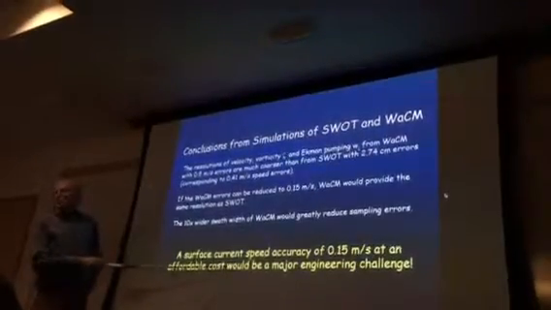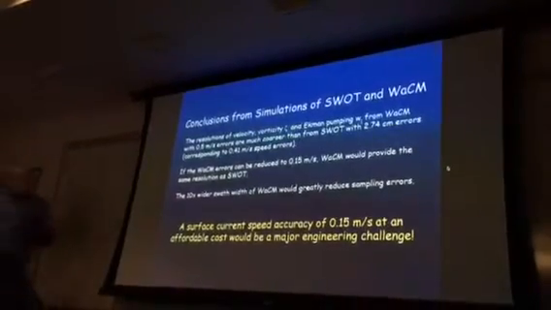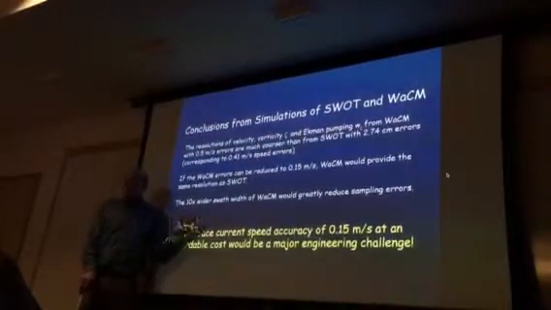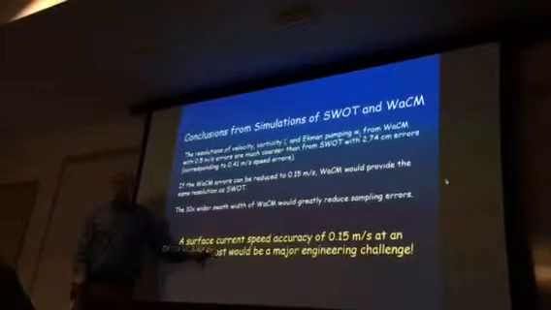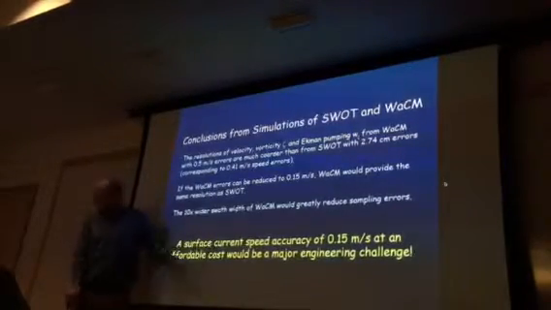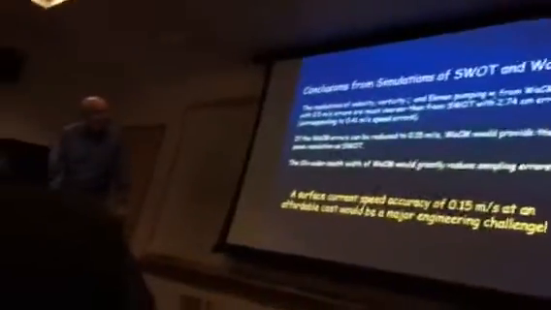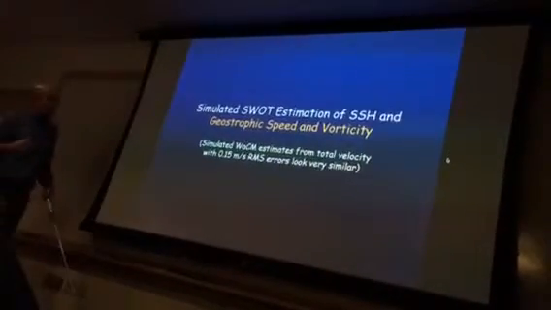If we could get those engineers to drop that noise level down to a standard deviation of 0.15 meters per second, the simulations show that the resolution of the fields that we're interested in, relative vorticity and W zeta, is the same from WaCM as it is from SWOT. Now, this can be done if you throw enough money at it. But at an affordable level, by JPL, probably not. So we're probably not going to have that, at least not during my lifetime, but someday down in the future, possibly. So let's see what we can do with SWOT, and what we could do if we had WaCM with a 0.15 meter per second RMS error.